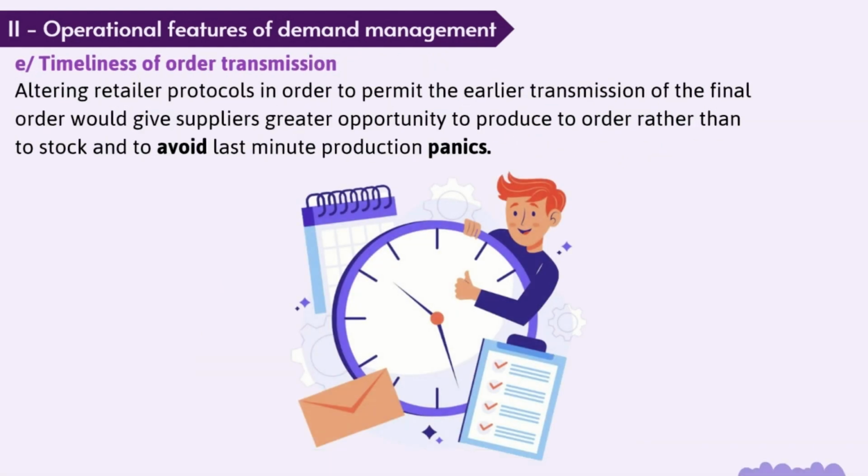Timeliness of order transmission. Retailers transmit daily orders around midday, often only 1 or 2 hours before the dispatch deadline for vehicles leaving the supplier. Suppliers respond to this either by supplying from the stock of finished products, or by starting production at the beginning of the day without a clear idea of the amount that will be required by the customer on that day.